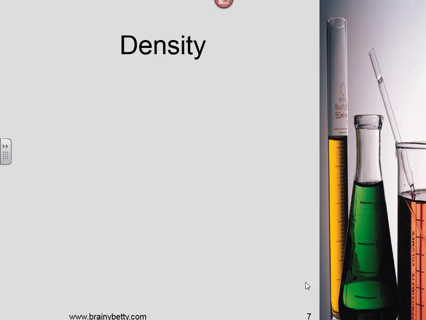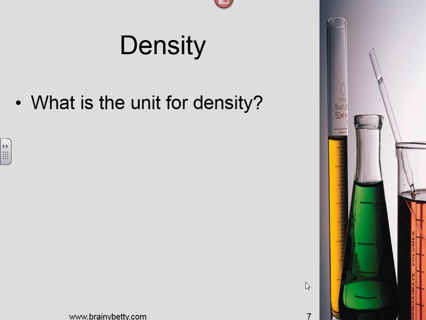So what is density then? What's the unit that we would use for the label? Since the equation for density says mass divided by volume, that's what the label is too. The label for mass, which is grams, divided by the label for volume, which is either milliliters or centimeters cubed.